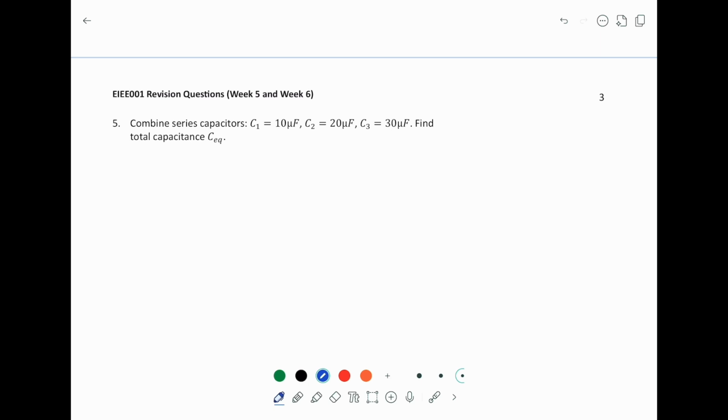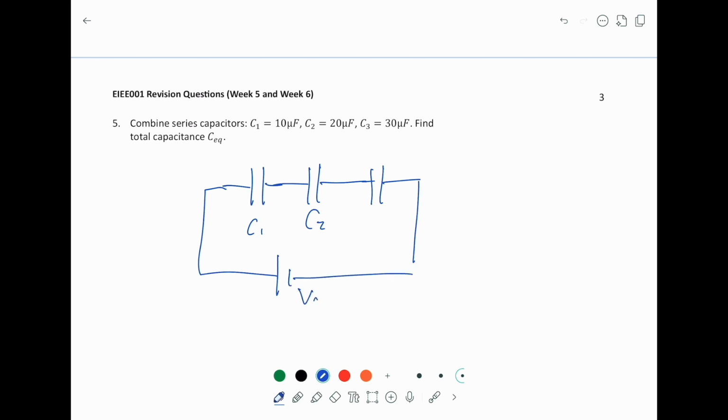Now, capacitors connected in series, so here 1, 2, 3. What is the same? What is the difference? This is your external voltage. If this is positive, this is negative. This is positive, this is negative. Positive, negative, positive, negative.